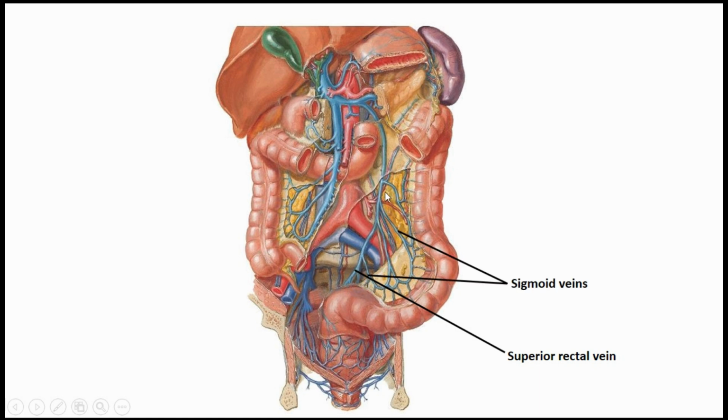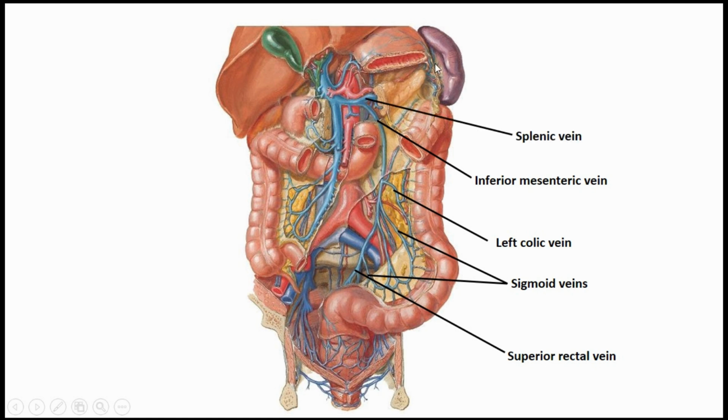from the sigmoid veins and the left colic vein. So there's our hindgut. Rectum, sigmoid colon, descending colon, all that blood is converging onto an inferior mesenteric vein. But that inferior mesenteric vein does something a little weird. It joins the splenic vein. So the big splenic vein coming from the left side of the body up here receives blood from the inferior mesenteric vein. And then that splenic vein is going to meet our superior mesenteric vein.